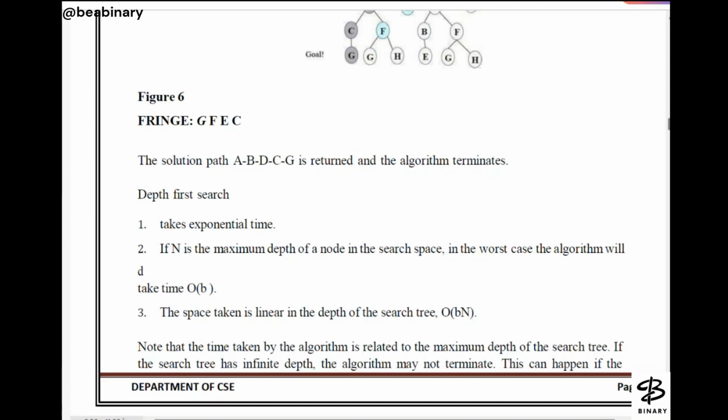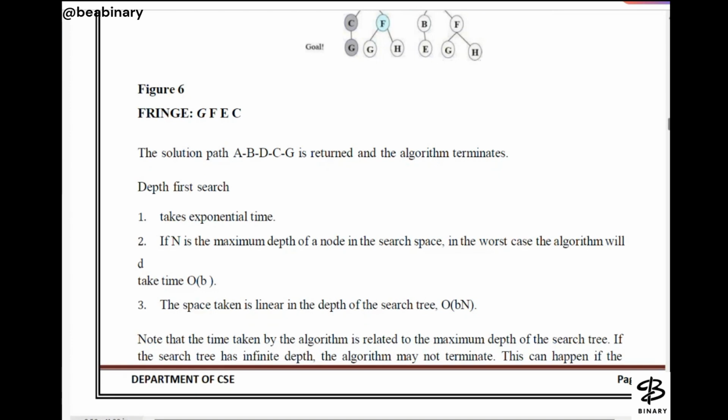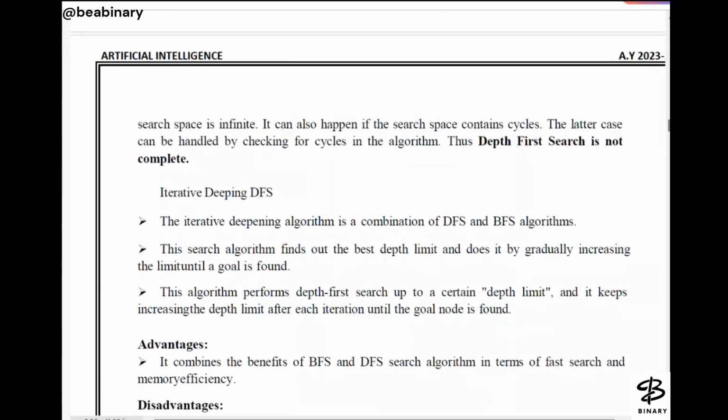If the search tree has an infinite depth, the algorithm may not terminate, and this can happen if the search space is infinite. It can also happen if the search space contains cycles or multiple loops, and the latter cases can be handled by checking for cycles in the algorithm, and thus the DFS is not complete. So the disadvantage of DFS is that it is not complete when we are talking about cycles, if the graph has a cycle and if the search space is infinite.